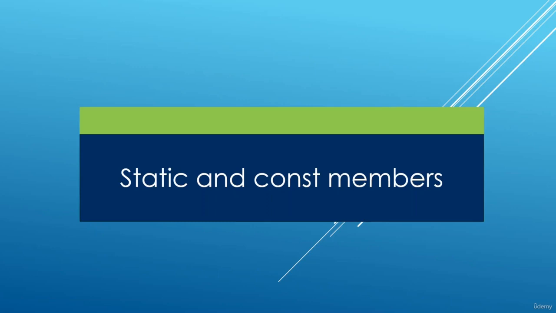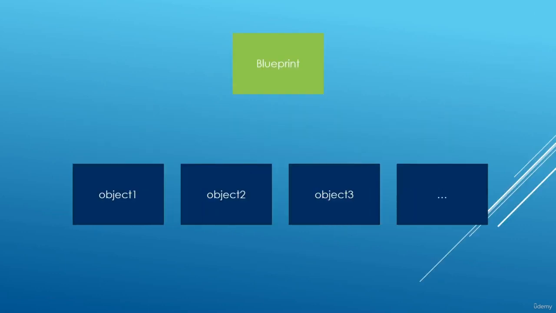I would like to welcome you to this new chapter where we're going to be learning about static members and const members in our classes that we have been learning about so far. So far what we have seen is that we can set up a class, and the class is really a blueprint for objects that we can create in our C++ program. We can set up a single class and we can create several objects from the class.